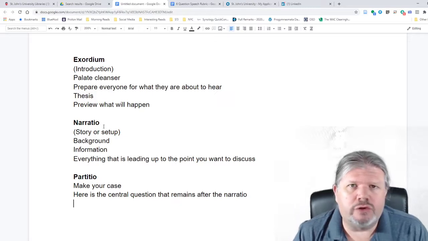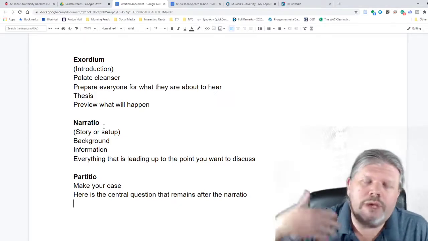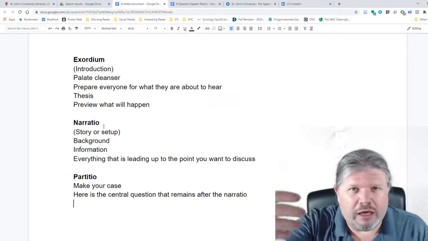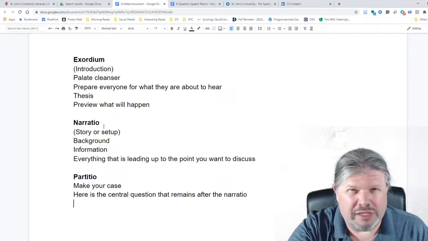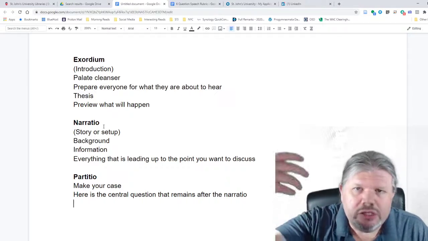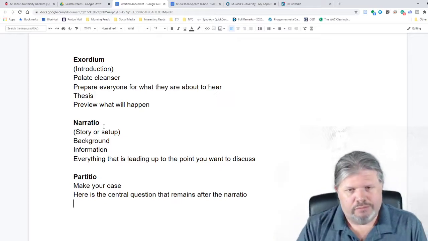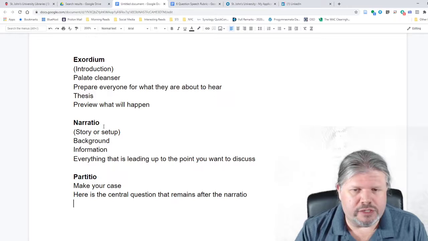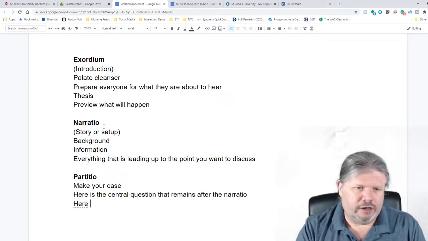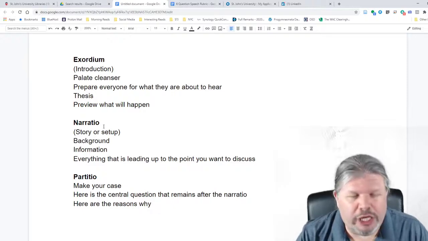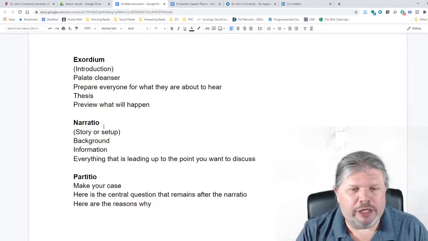You start in the place where you create the story that leads up to that, and all the information. What were the big metrics in the starting points of AI? Where did AI move? What are the big milestones of it, and where are we today? And that raises the question of why we should stop developing this. And then you make your case. Here's the central question that remains after the narratio. And here are the reasons why. You explain yourself. You explain and you make your argument.